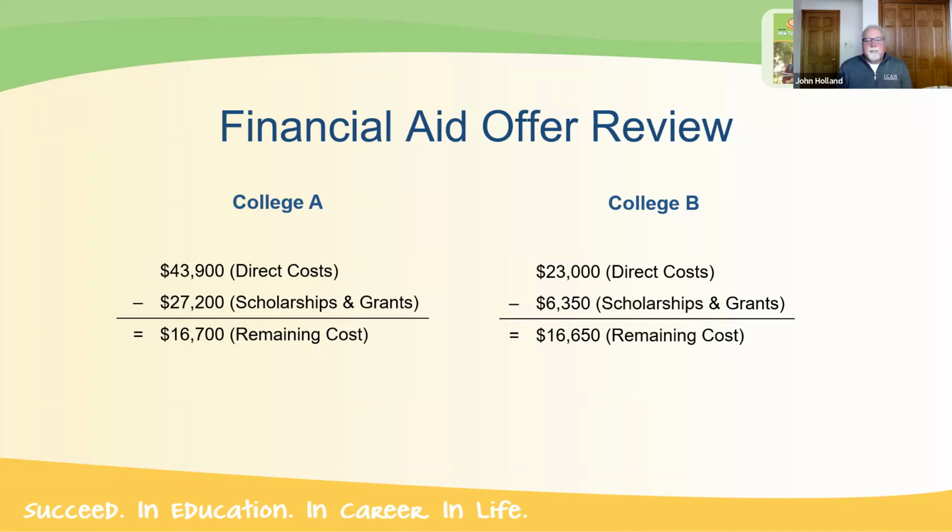College B, they're offering $63.50 in the scholarships and grants. We subtract that out from the direct costs, and if this student were to go to College A, they would need to come up with $16.7 out of pocket. If they were to go to College B, they need to come up with almost $16.7 out of pocket. So notice that even though the costs are very different in this example, once the college offers financial aid, then you look at, okay, what's it really going to cost me out of pocket? How do I come up with that cost?